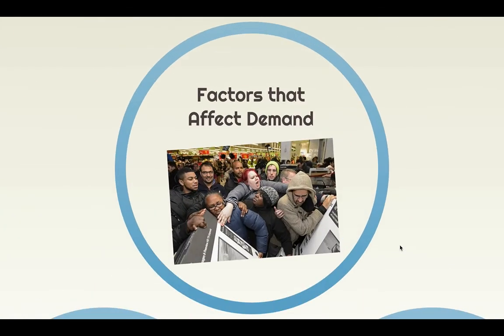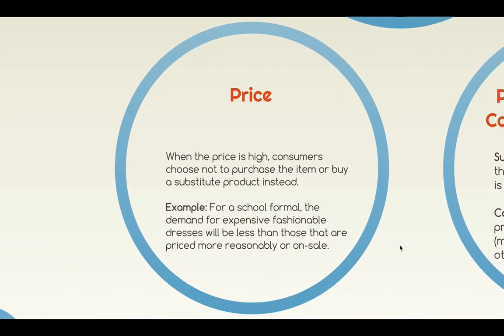So we have some factors that can affect demand. Here we have a scene from Black Friday where people are pushing each other for flat screen TVs. So obviously, what has happened on Black Friday that's made people push and shove in order to get the TV? What caused demand to skyrocket? Well, the first thing is price. If the price is too high, consumers will choose not to purchase it, or they'll buy a substitute instead.